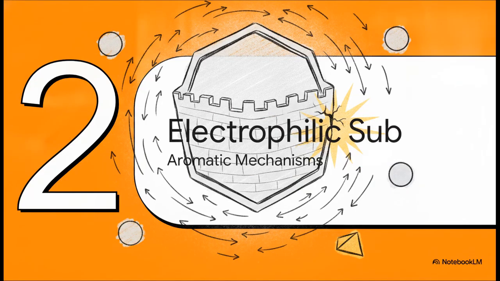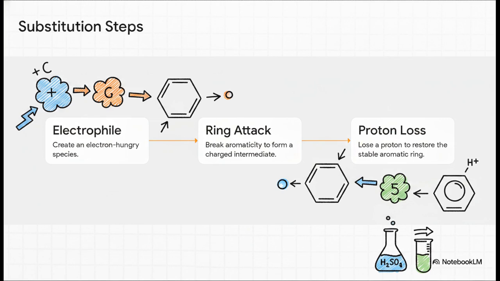Moving right along to Section 2, electrophilic aromatic substitution mechanisms. I want you to think of the stable benzene ring as a chemical fortress. Its delocalized pi electrons make it incredibly resistant to normal addition reactions. It's tough. So to actually breach it, we have to follow 3 extremely precise steps.